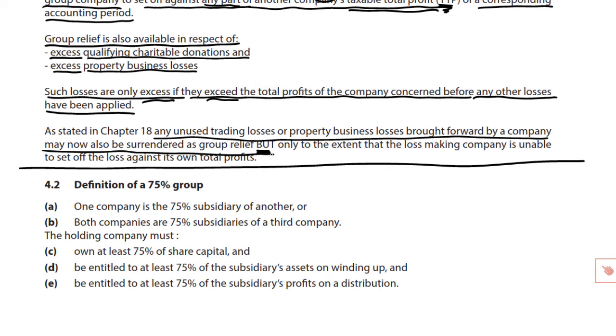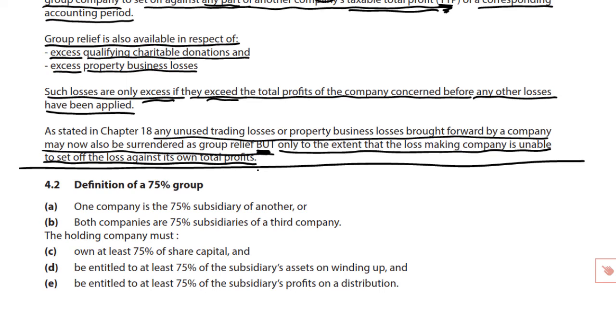But, and this is the restriction you'd have to note, and no doubt in any exam question would be tested, the bit that you can group relieve is only to the extent that the loss-making company is unable to set off the loss against its own total profits. So when that loss is brought forward within the loss-making company, the only bit of it that may be surrendered to other group members in a group relief claim is an amount that exceeds any total profits of that company for that period.